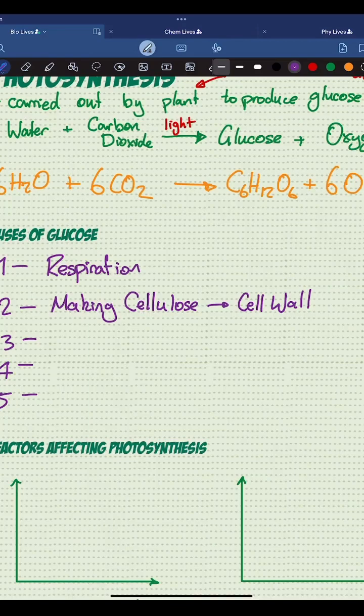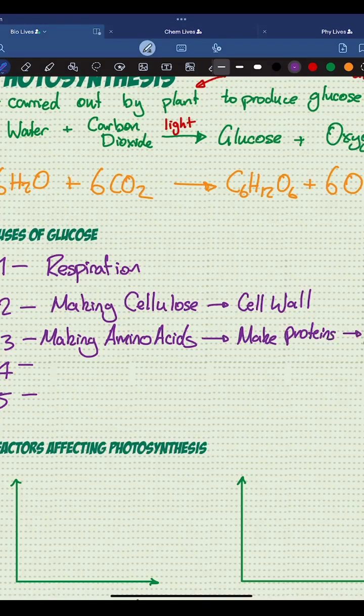So that's one of them, making cellulose. Anyone know any others? Not glycerol, no. For growth, kind of for growth. What do we need for growth? Try and think what we need for growth. We need proteins for growth, right? How do they make proteins? They make amino acids. So using the glucose, they can make amino acids. They basically combine them with nitrate ions to make amino acids, which make proteins, which help them to grow. That's another one. Two more things we've got is two ways that they store them.